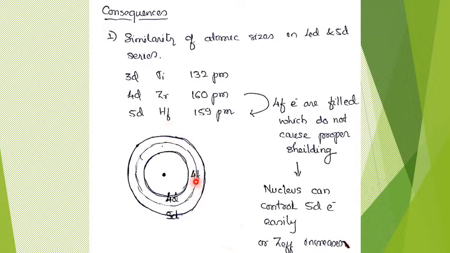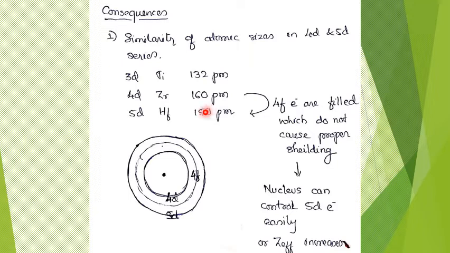But now these 4f electrons, or f electrons, are not good screening agents, because of which they cause improper shielding. Because they are causing improper shielding, the nucleus can take control over outer electrons easily, right? Because of which the size of the atom decreases, or in other words, the expected increase in atomic radius will not be observed.